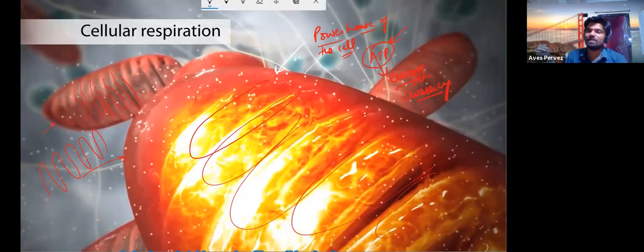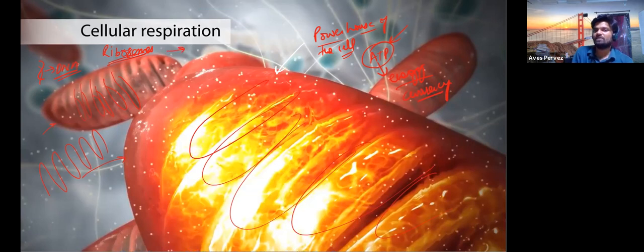One more thing is that mitochondria have their own DNA and their own ribosomes. They also have their own fluid inside. So we also call it a simple prokaryotic cell, meaning a cell inside the cell.